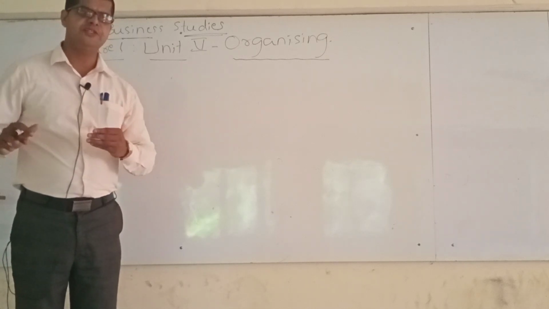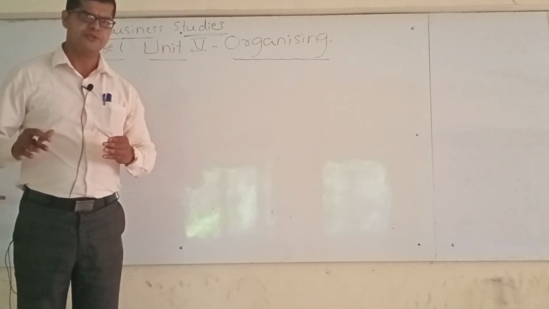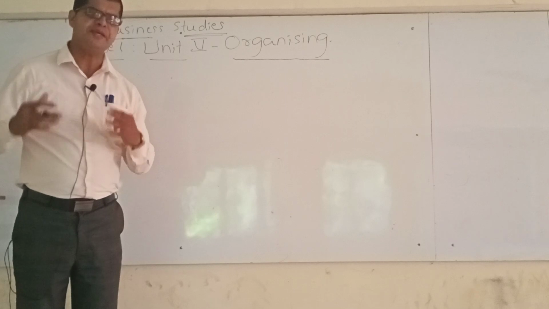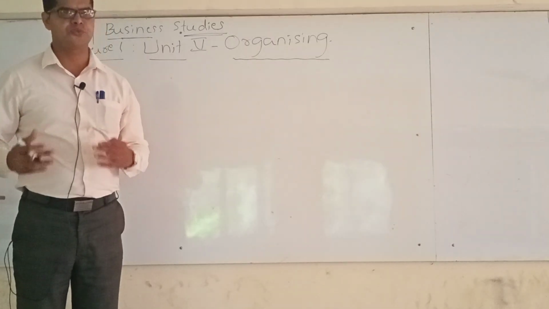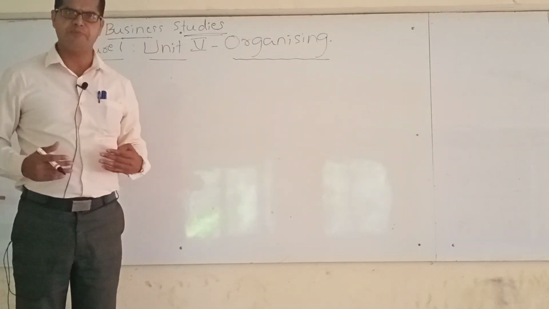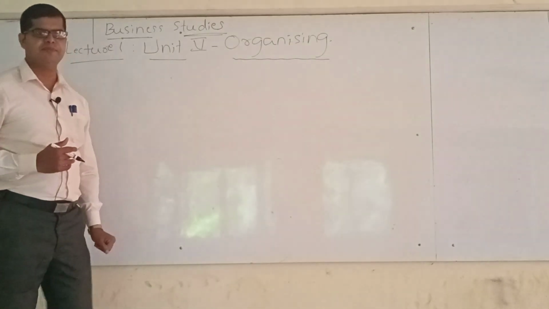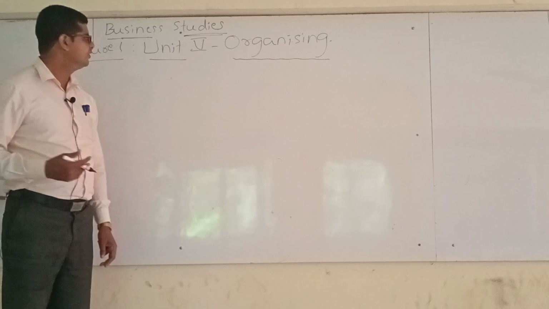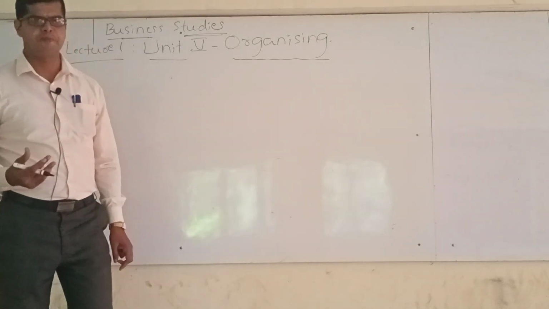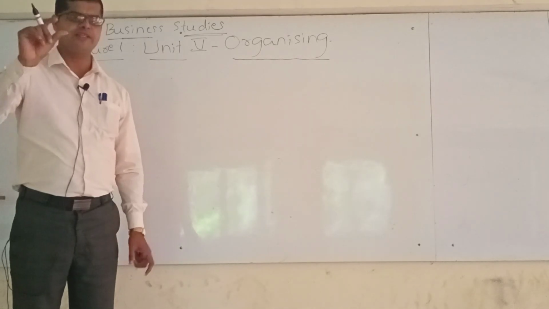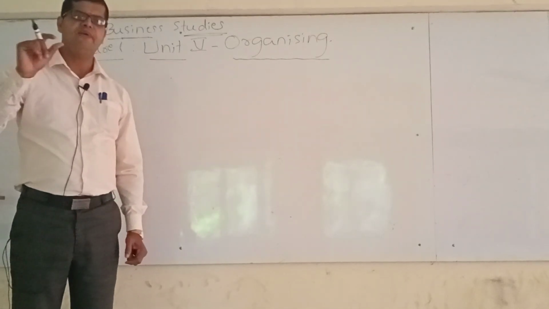So in that case, finance and management both are key elements for any business organization. That's why we have two different parts. Anyhow, we take the concept called organizing, that is unit number 5. In this video we try to understand what the concept of organizing is and why we need this particular concept.